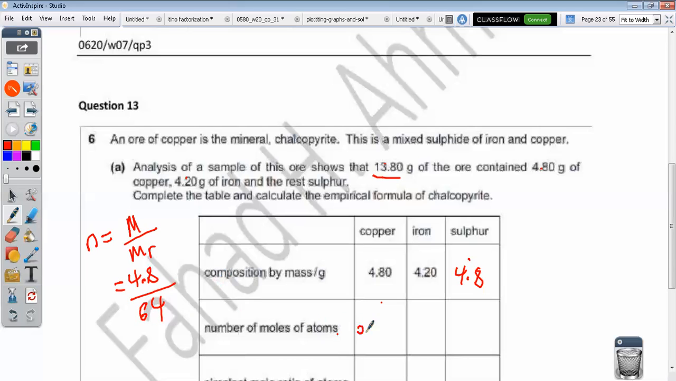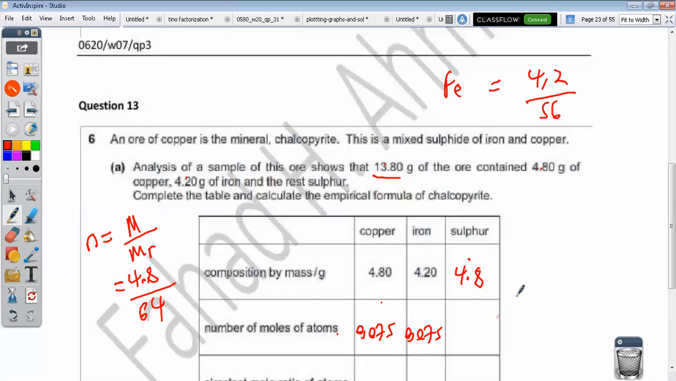You get 0.075. Let's go to iron. Iron is Fe from your periodic table. So 4.2 divided by the mass of iron. Do you remember? If you don't remember, go to your periodic table. You have looked for iron before. What's the mass of iron? 56. So what's 4.2 divided by 56? 0.075. Yeah.